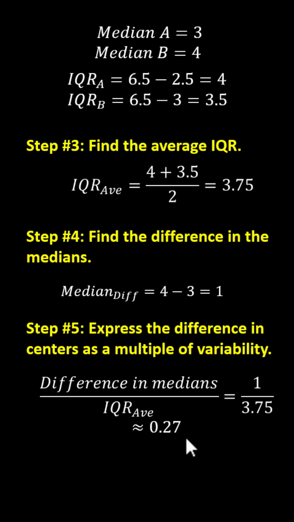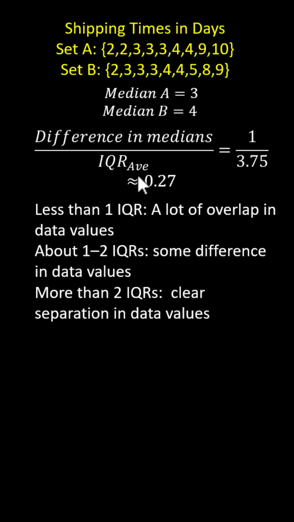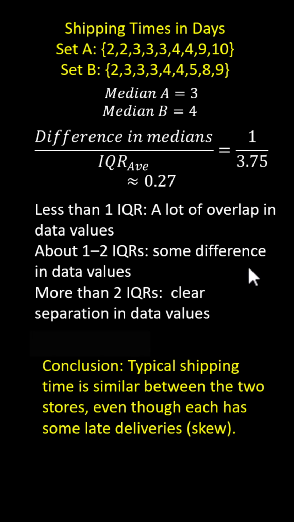And now let's draw our conclusion. Because the quotient of the difference in the medians and the average interquartile range is 0.27, which is less than 1, notice there's a lot of overlap in the data values, which we can actually tell by looking at the data sets. For the conclusion, we'll say typical shipping time is similar between the two stores, even though each has some late deliveries, again because the data sets are skewed to the right.